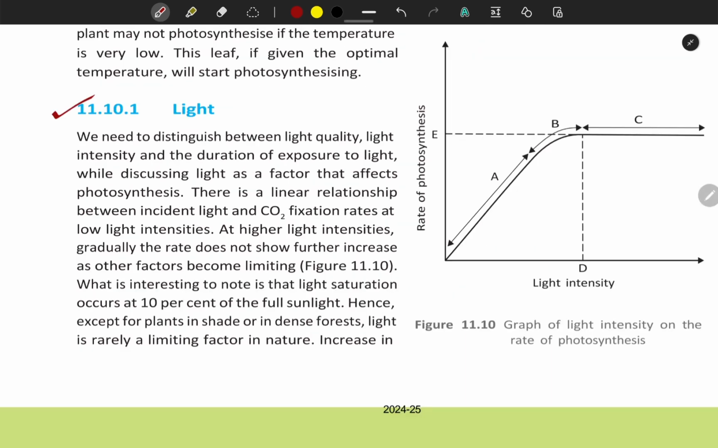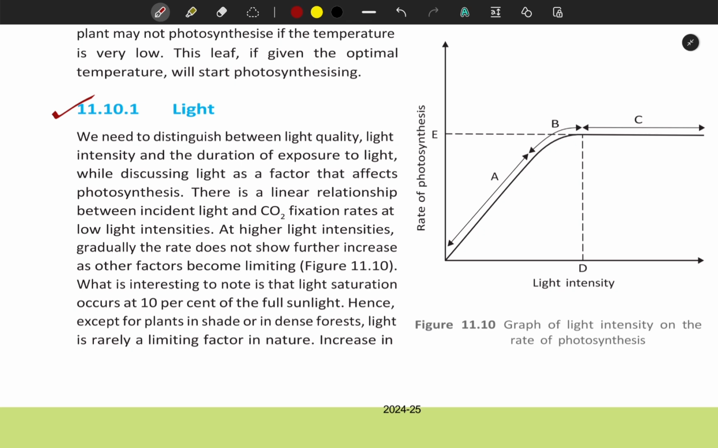11.10.1 Light. We need to distinguish between light quality, light intensity, and the duration of exposure to light while discussing light as a factor that affects photosynthesis. There is a linear relationship between incident light and the CO2 fixation rates at low light intensities. At higher light intensities, gradually the rate does not show further increase as other factors become limiting.